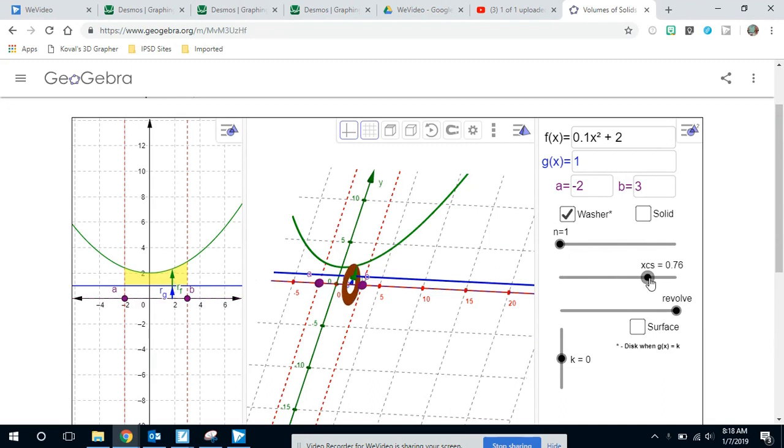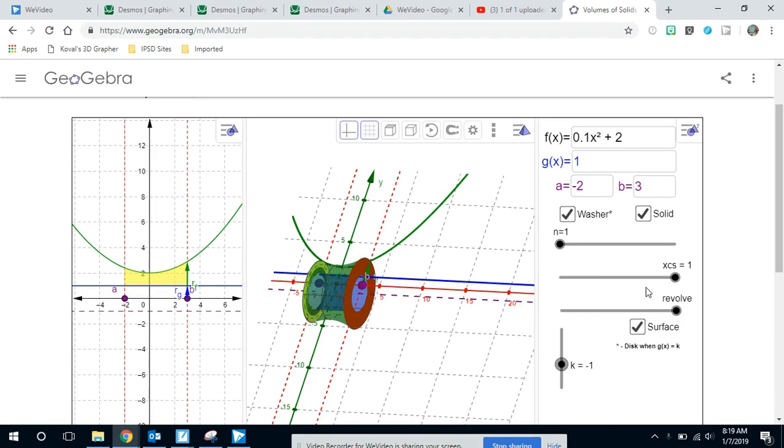Problem 4, this is what the washers look like. As you can see, the area is getting swept out over a 360-degree rotation over the x-axis, and you end up with this when you're all done. If you move the line of rotation down to -1, notice that it got bigger. And this is what the visual will look like.